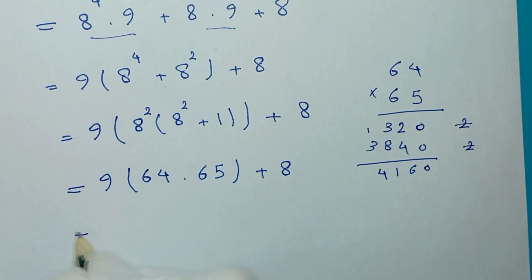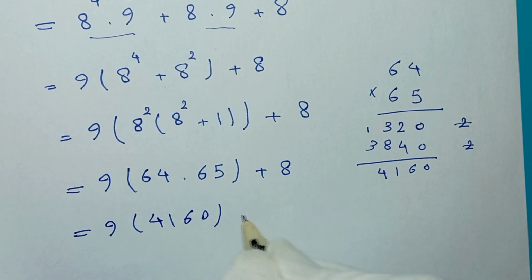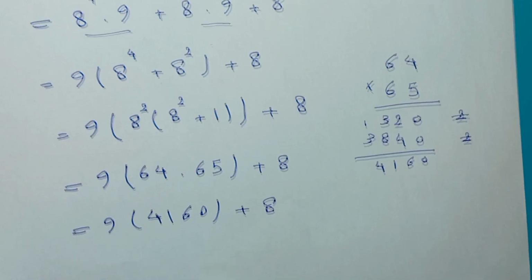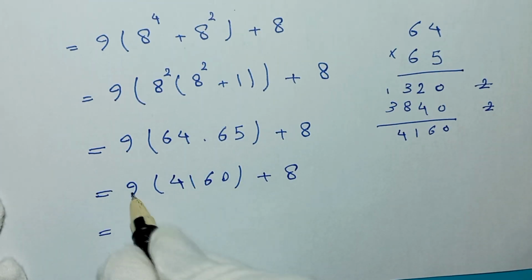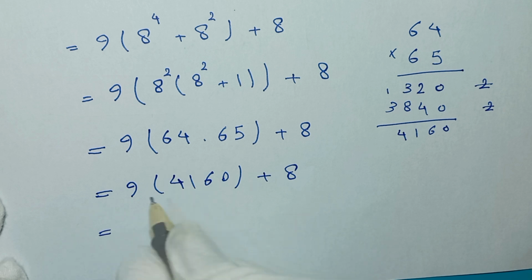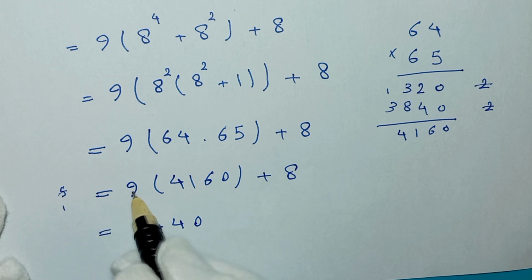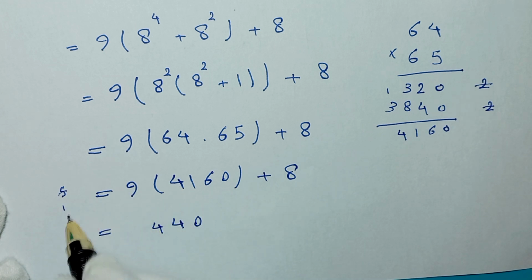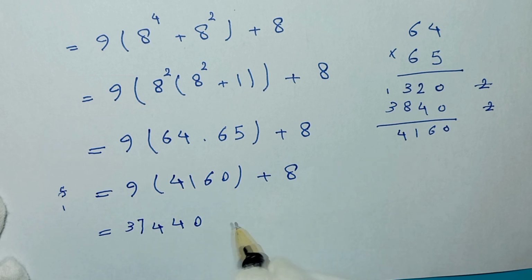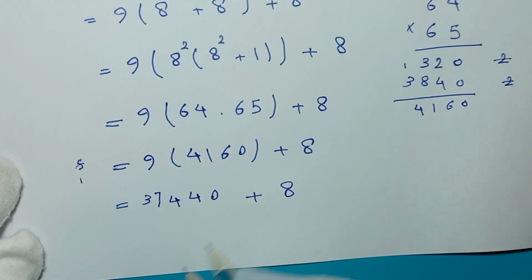So it will be 9 times 4160 plus 8. And in the next step, we multiply this 9 by this number. So it will be 9 times 0 is 0, 9 times 6 is 54, write 4 and 5 here, and 9 times 1 is 9 plus this 5 is 14, 4 and 1 here, and 9 times 4 is 36 and plus 1, 37, plus this 8, and this is 7.